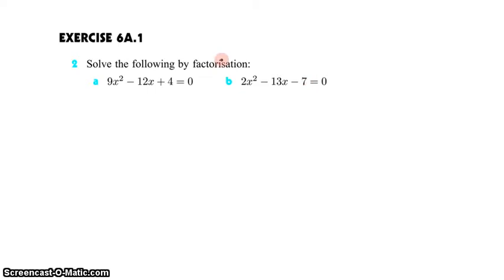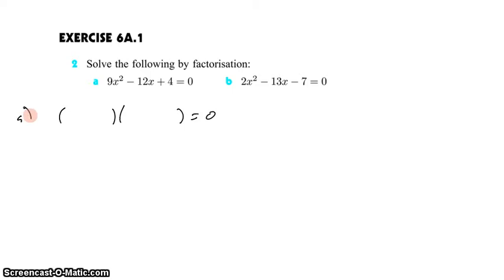Now, if I want to solve by factorization, usually the first step is to get things in order. That means that the squared term is first, followed by the term to the first power, followed by the constant term, and I want it all equal to 0. But in both of these cases, that's already done for me. It's already in that form. It's ready to be factorized. So let's see if we can break them up.